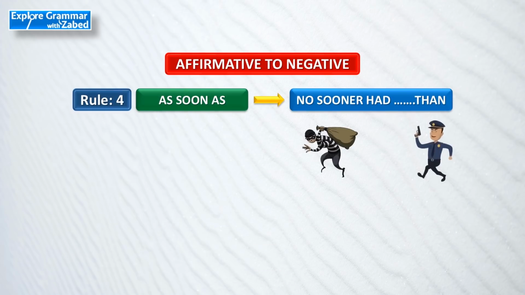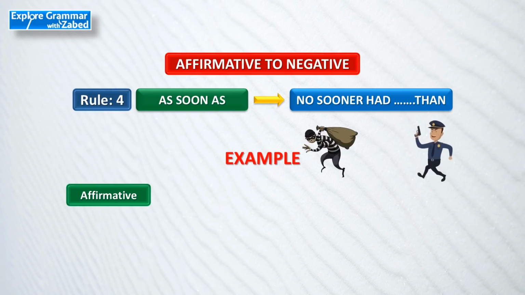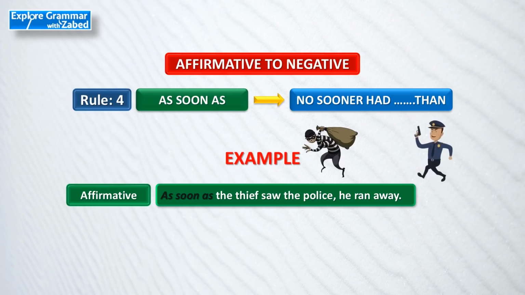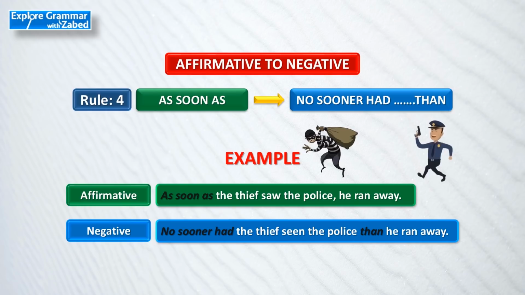As soon as in an affirmative sentence is replaced by no sooner had than. For example, as soon as the thief saw the police, he ran away. Converting this to negative, it becomes no sooner had the thief seen the police than he ran away.